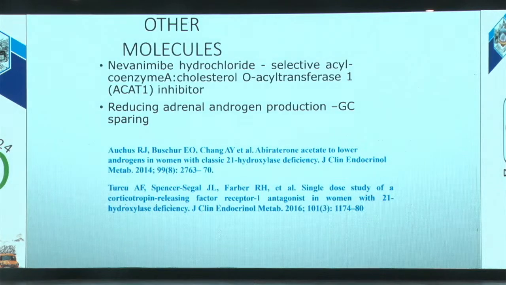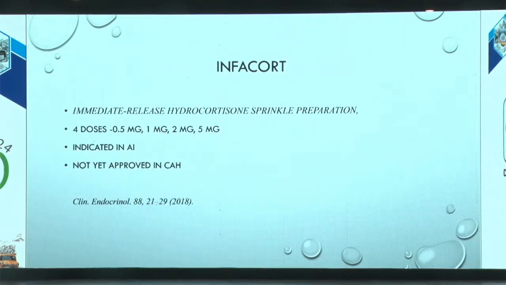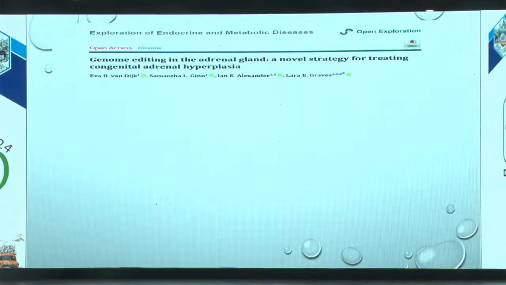Newer molecules like navanibib, selective ACAD inhibitors, reduce the adrenal androgen production and again reduce the dose of glucocorticoids, but this has its limitations. This is what is used in a lot of children: a new molecule called Infocort, which is available in doses of 0.5, 1, 2 mg and 5 mg granules, which can be sprayed over food and given to an infant, but not yet approved in CH because the dosing is not consistent.